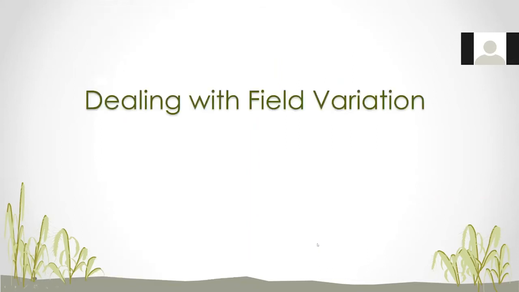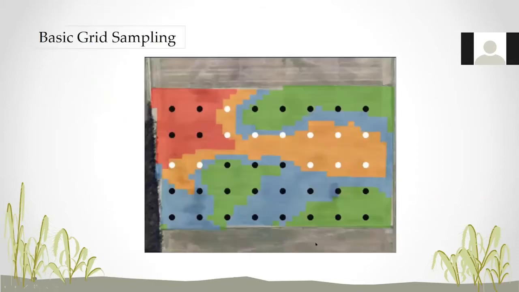So how do we deal with field variation? One of the ways that is recommended in dealing with field variation sampling is using grid sampling techniques. Grid sampling techniques can help us get a really good broad picture of what's happening across the field in terms of differences. But this would not be desirable, for instance, if we were going to be compositing.